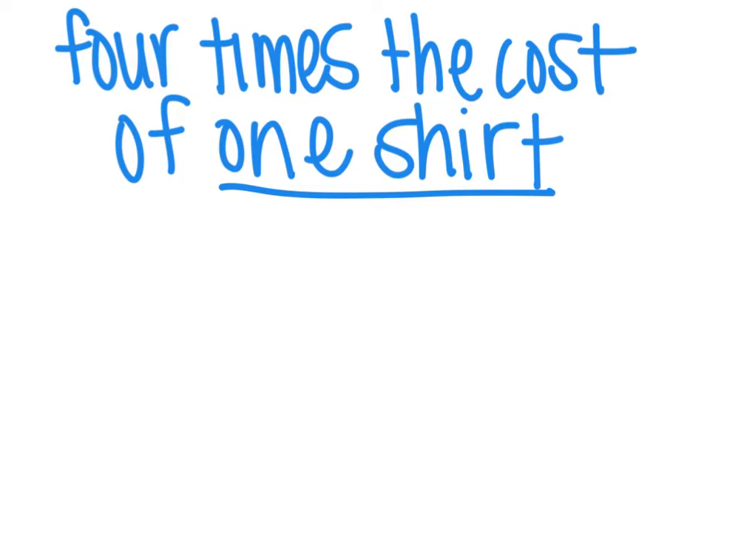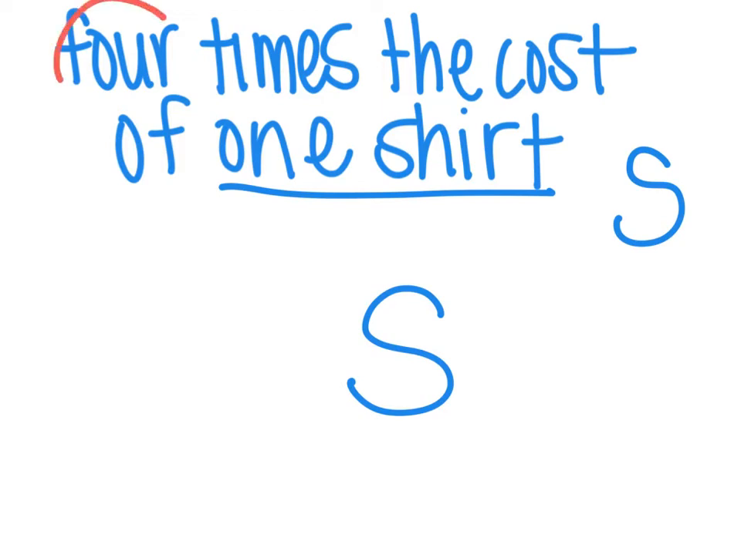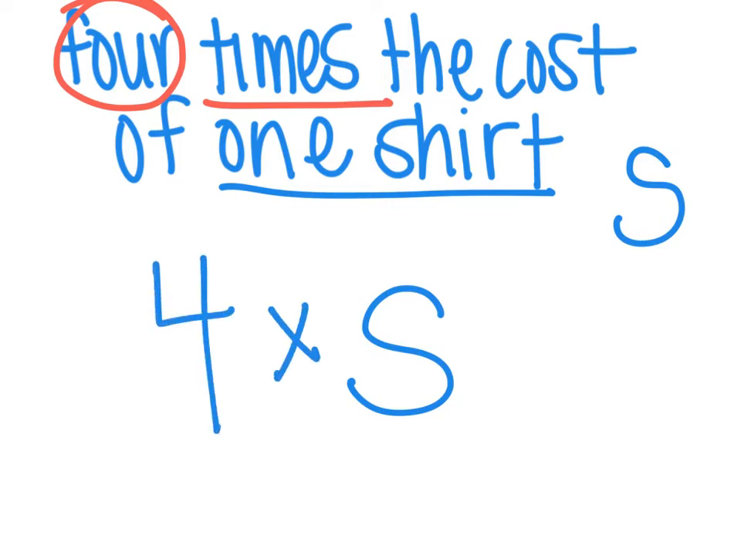Since we're talking about shirts, I'm going to go ahead and use the variable s. And my problem says that I have 4 times the cost of one shirt. So one shirt would cost this much, s, whatever that is, and I have 4 times that amount. There's a few ways I could write that. I'm going to circle my number words and underline anything that tells me what operation to do. So I know I'm doing times, multiplication, and it's 4 times the cost of one shirt. I could write 4 times s or 4s.